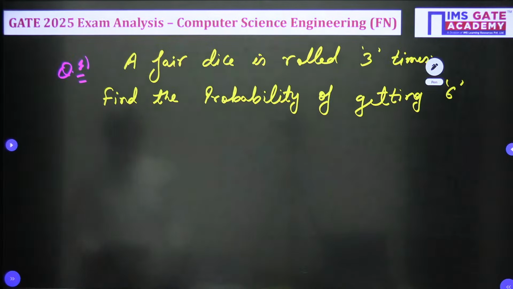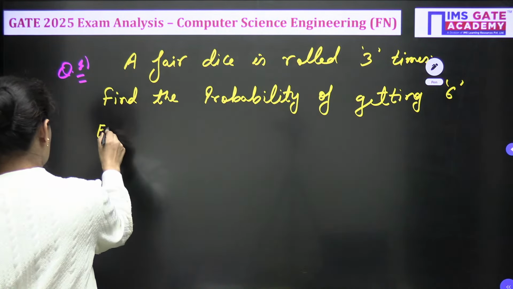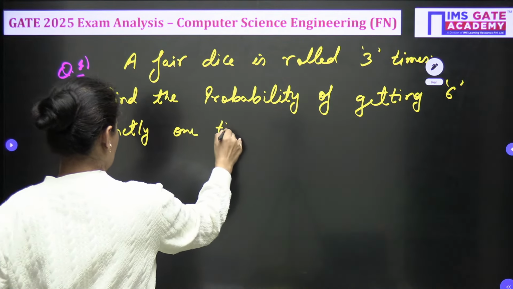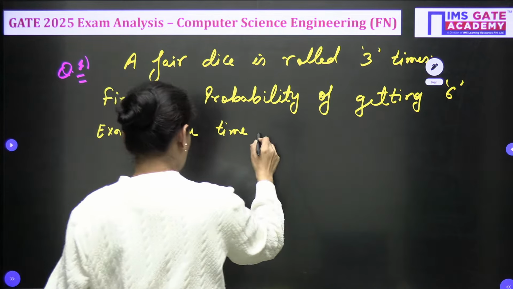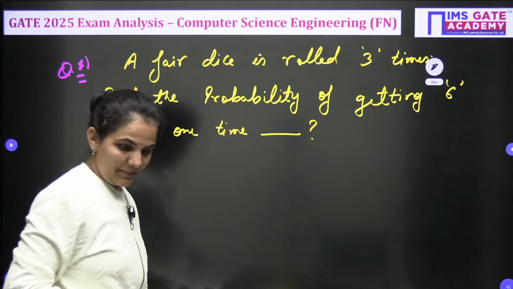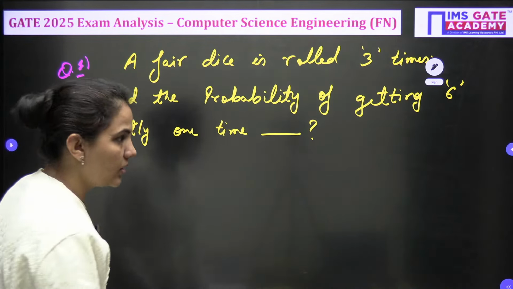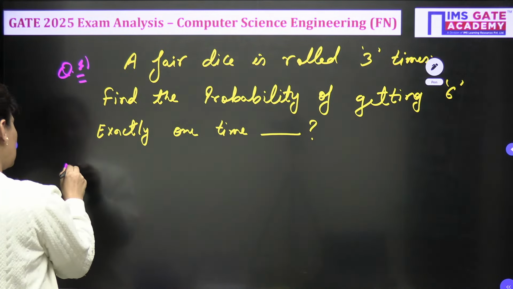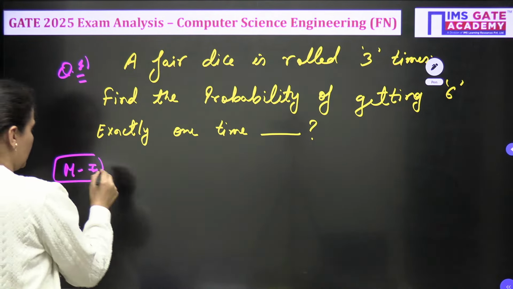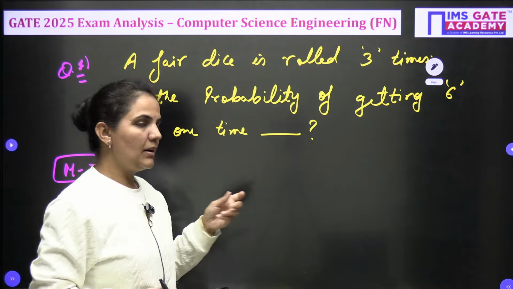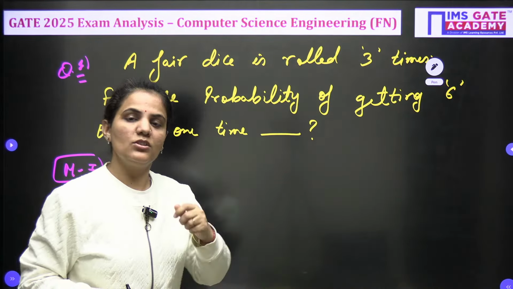Let's see how we can solve getting 6 exactly one time. I think this was an MCQ and some options were available, so very easily we can solve it. I can solve this question using any method; both methods are very easy. If you see here, it's talking about rolling a dice 3 times. The thing is same to same.